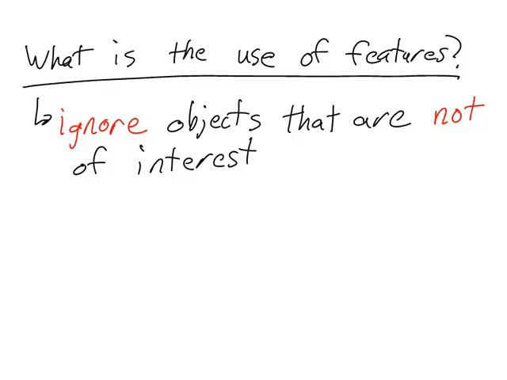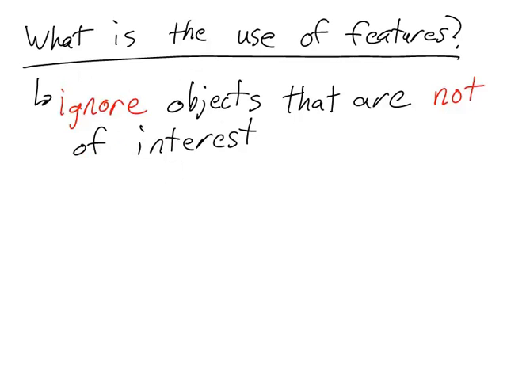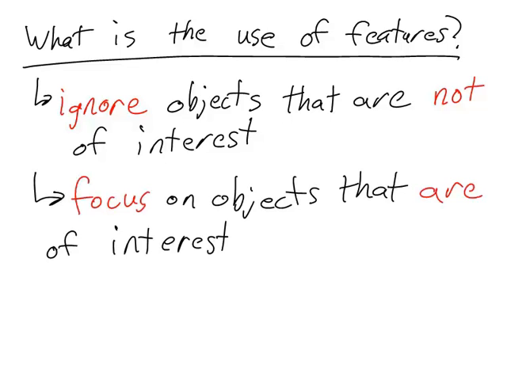One way to get rid of all of these little objects that are due to noise and not due to the actual presence of objects is to use the concept of features. So we can use features to ignore objects that are not of interest. The second use of features is to allow us to focus on objects that are of interest. For example, we might be especially interested in objects that are of a particular height and width, or a particular color, or of a particular size range.